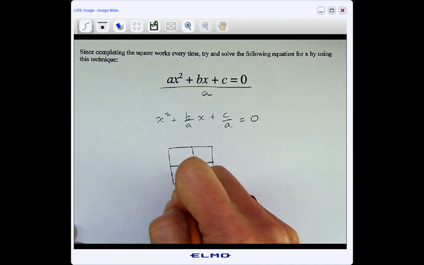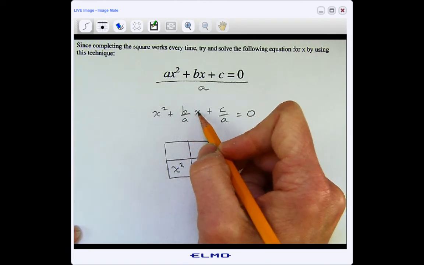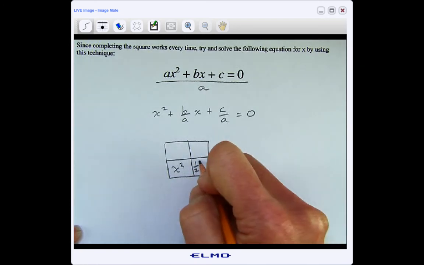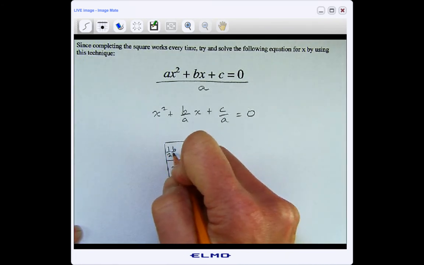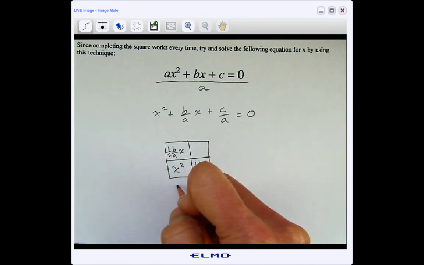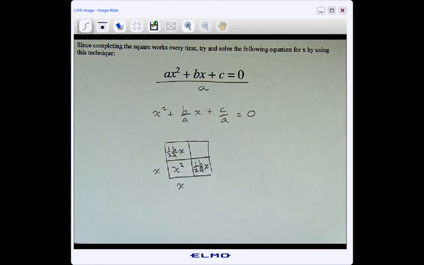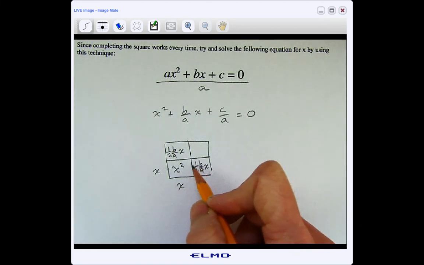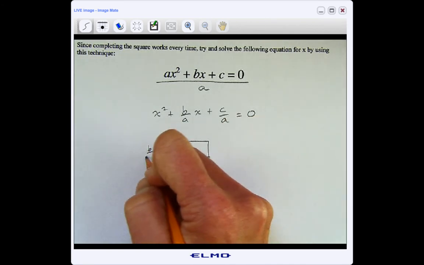All right, I'm going to stick x squared here. And then I'm going to take and split my b over a x. I'm going to take this in half. So I'm going to take half of each of those. So I'm going to write this as 1/2 b over a x, 1/2 b over a x. Okay, right there. Then I'm going to make this x and x. And this is really just b over 2a x, isn't it? And so I'm going to put b over 2a, b over 2a.